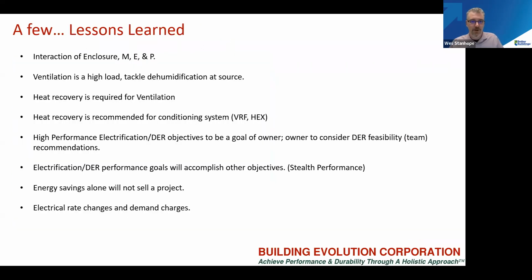And just some few lessons learned. It's important to know the interaction between the enclosure and the MEP systems. It's going to impact your projects. Ventilation is a very high load. You have to tackle that dehumidification. And basically, heat recovery is required both for ventilation and for the actual thermal system inside the building.